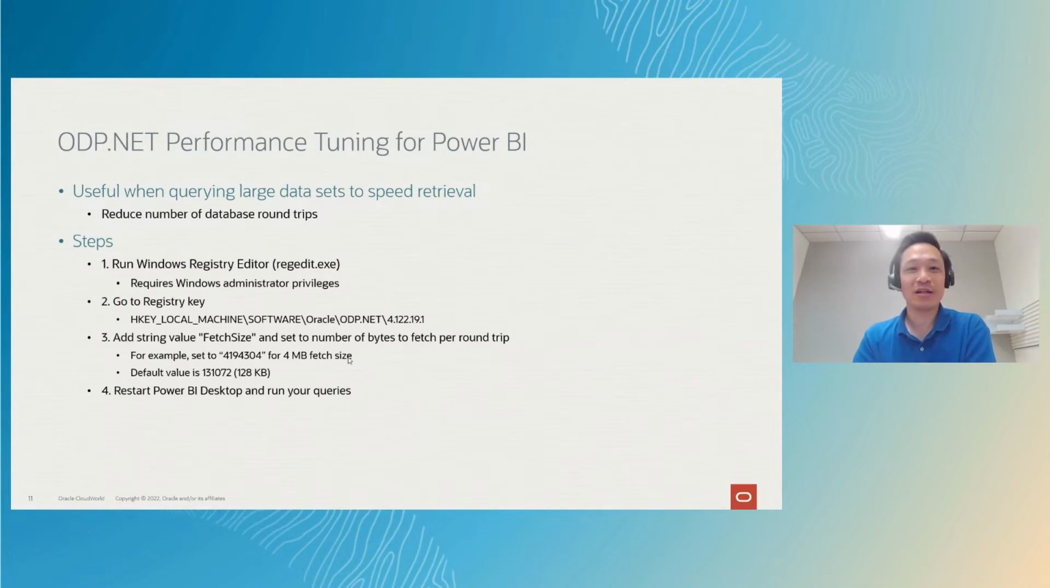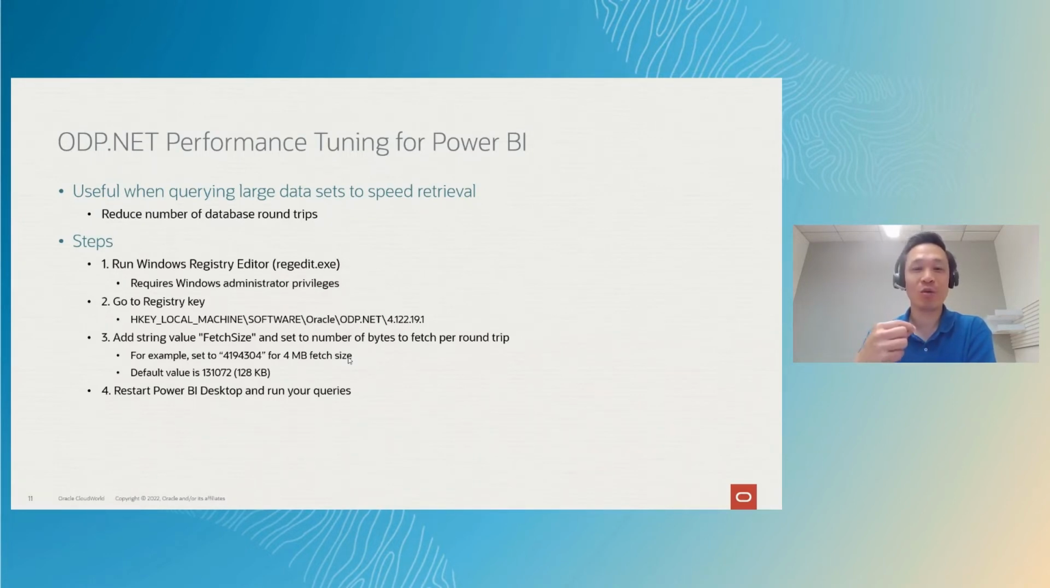And then once you're connected, the question of performance tuning sometimes comes up, depending on the size of the data you're retrieving. If you're retrieving hundreds of megabytes, you'll want to think about how to optimize that data retrieval to your Power BI Desktop. And the best way to think about that is how to reduce the number of database round trips. So every time ODP.NET asks for some data, does a query, if the query is very large, it will make a round trip every time to get a set amount of data. And that default set is 128 kilobytes.